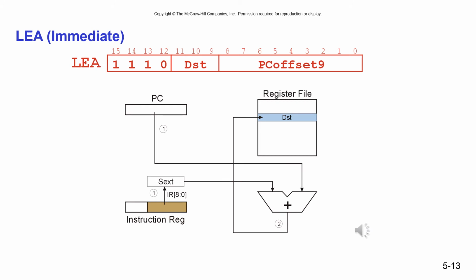Here's a data path for the LEA, and it does have a 9-bit offset that gets sign extended and added to the program counter. However, the targeted address is not used to get the contents of that address. It's used to just write the value to the register. And this is very useful when we're processing an array of data and we label the first element in the array with a label.